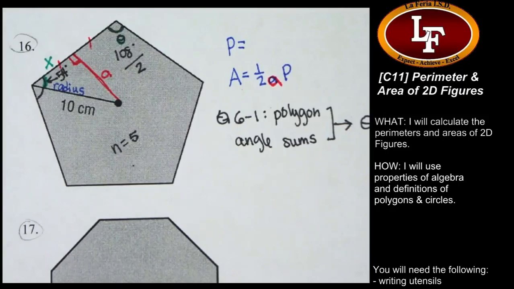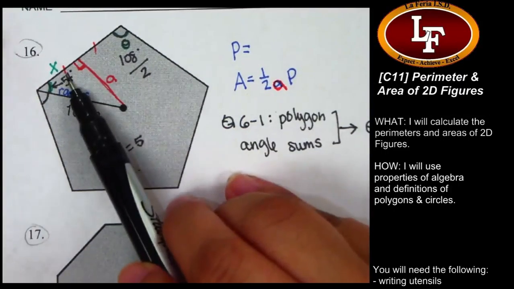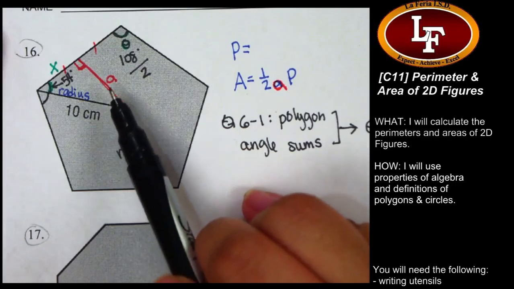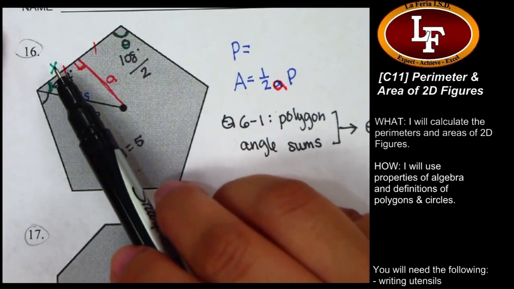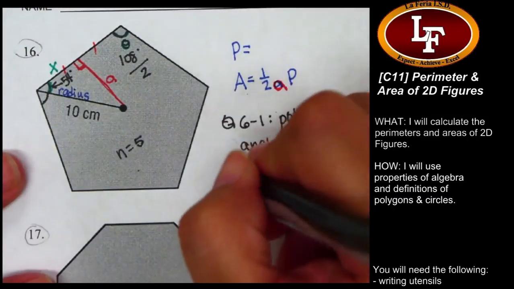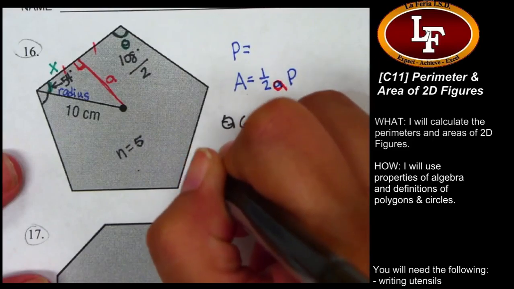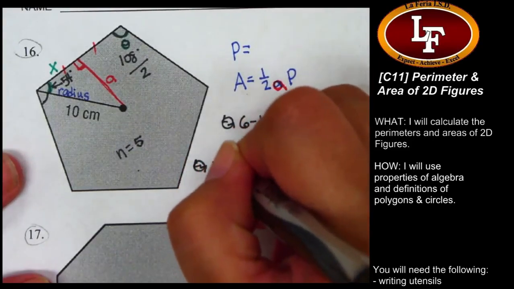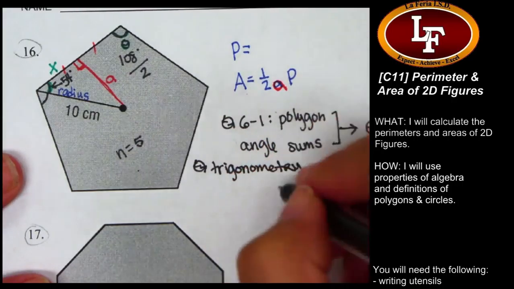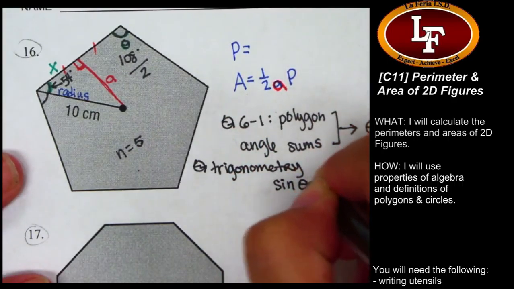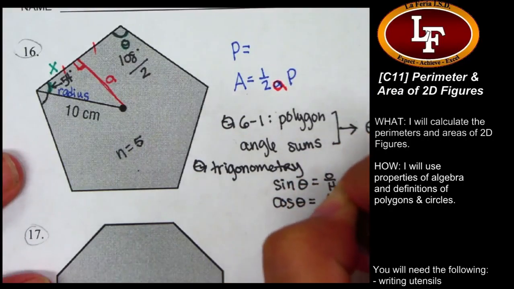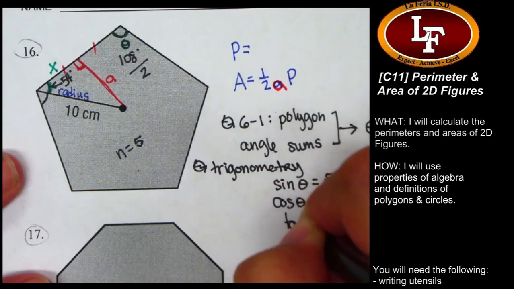So now I have an angle measure and one side, and I can use that along with trigonometry to calculate the other two sides that I'm looking for. Let's remind ourselves of our trig. So recall back to our trigonometry. We have the sine, the cosine, and the tangent.